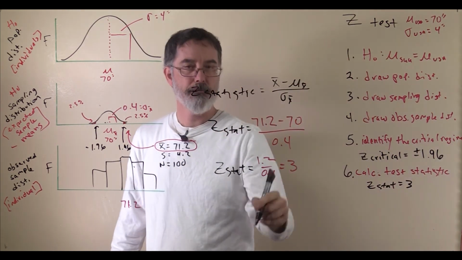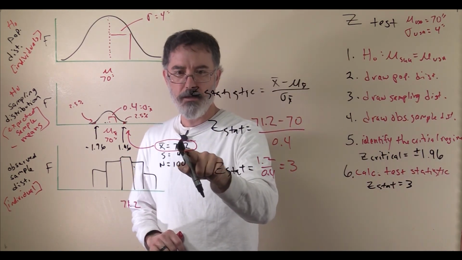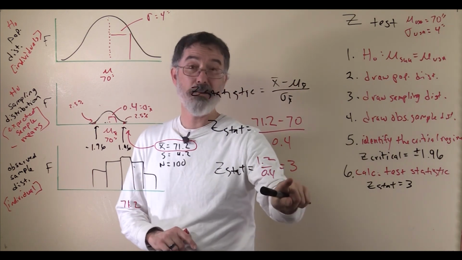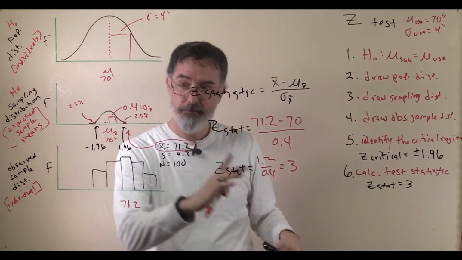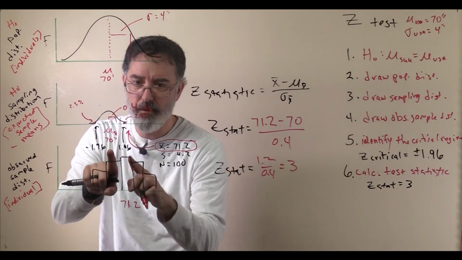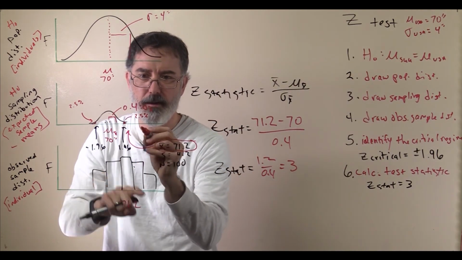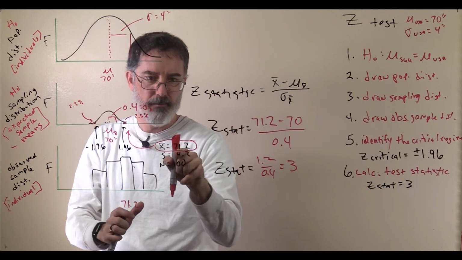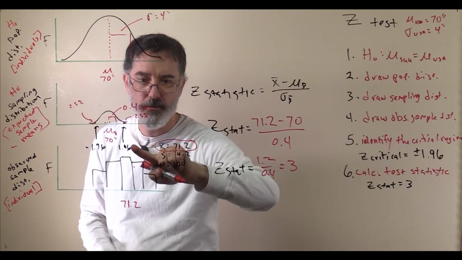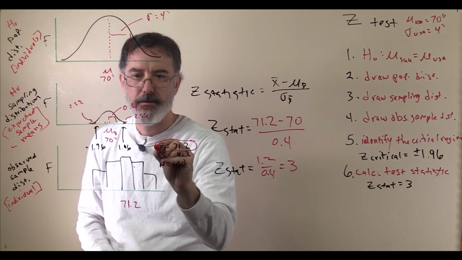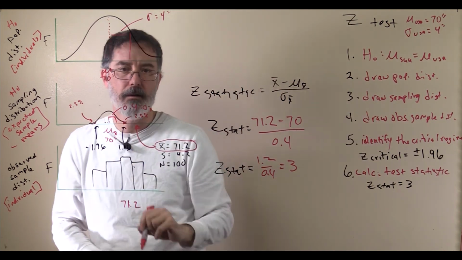So this tells us 71.2, this observed sample mean, is 3 standard deviations over to the right, because it's positive, on this distribution. Here was about 2 standard deviations, so we need to go over 1 more. So our observed sample mean, we now know its location. It's 3 standard deviations over. So it's actually about right there.